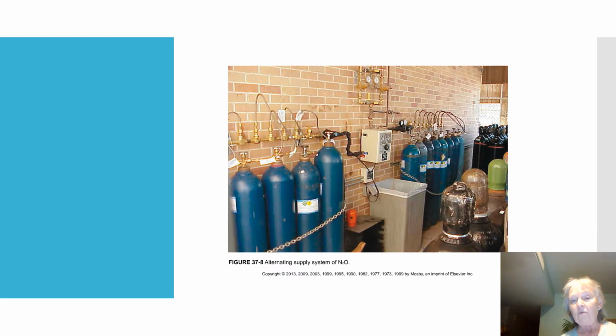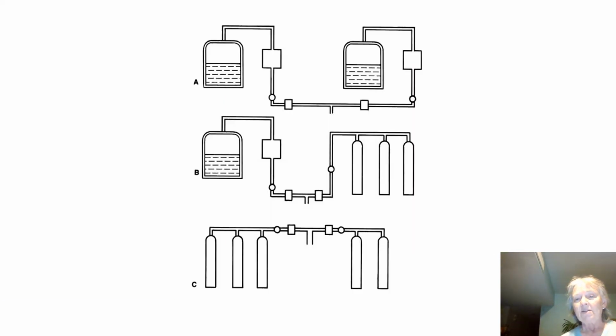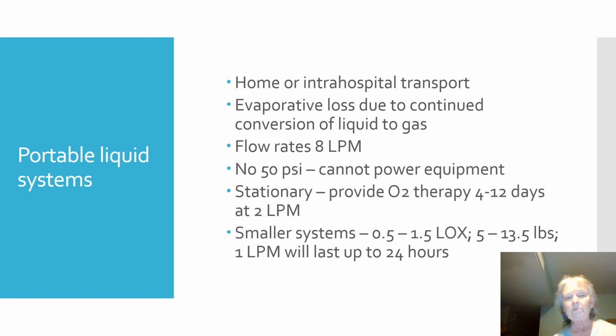Here's a manifold, and along with the alternating systems at this point. In this case, what's the blue system? And by the way, what is the brown? So here's just pictures, a liquid and liquid with a cylinder, and then cylinders with the backup cylinders.